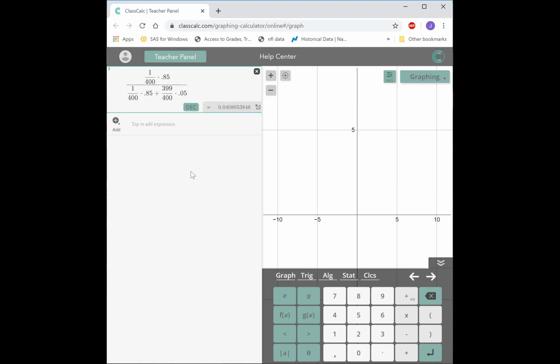And that's your answer. If you look at it, it gives me 0.0409. So we'll say 0.0409. All right, and that's how you do the Bayes rule. Any questions for that first problem?